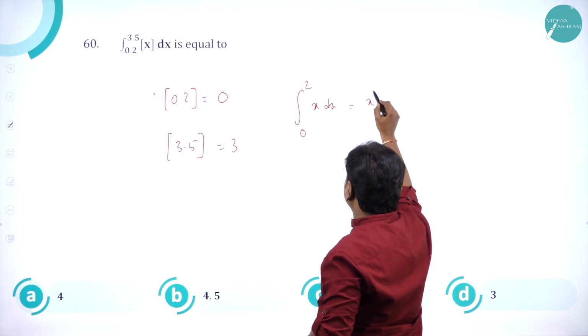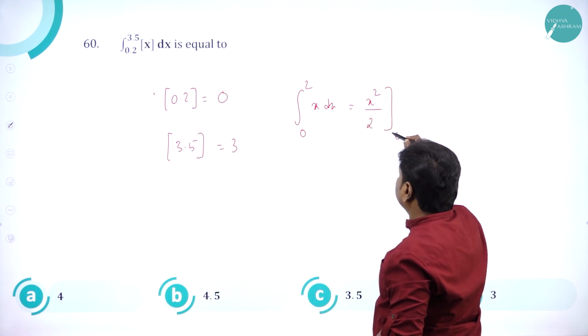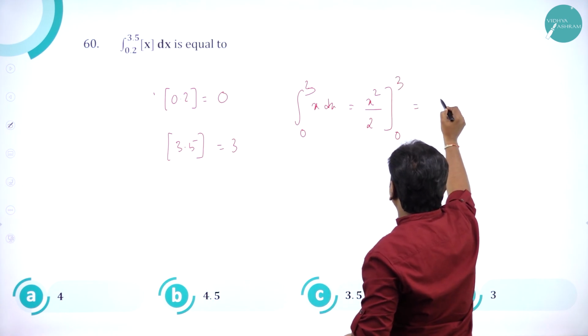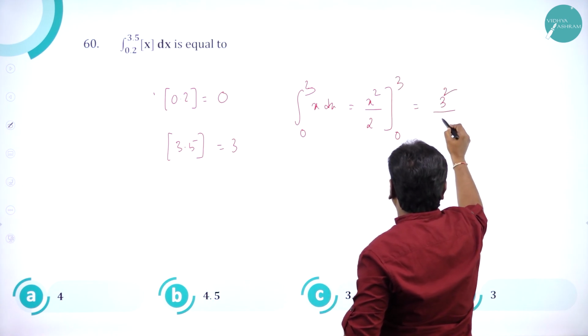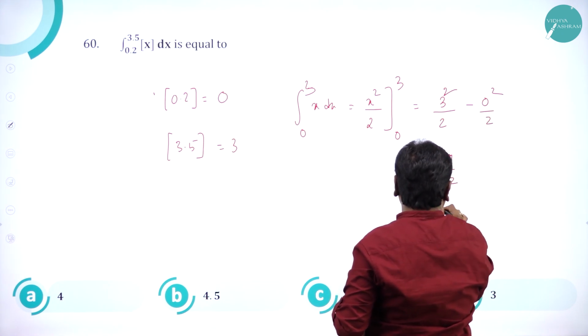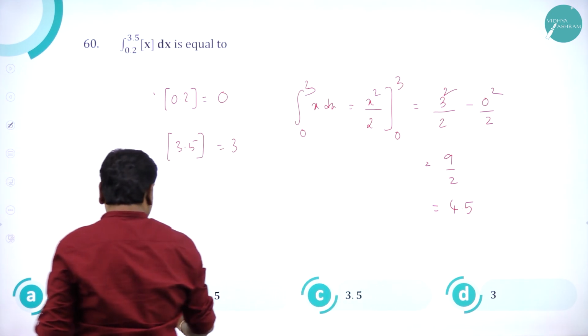All of you know, integration of x is x square by 2, and from where to where? 0 to 3, sorry, 0 to 3, upper limit is 3. Apply that, so it will become 3 square by 2 minus 0 square by 2, so it will become 9 by 2. 9 by 2 is exactly what? 4.5. Answer is 4.5, option B.